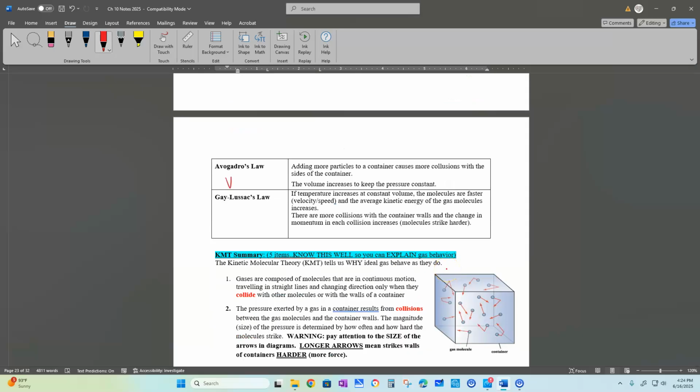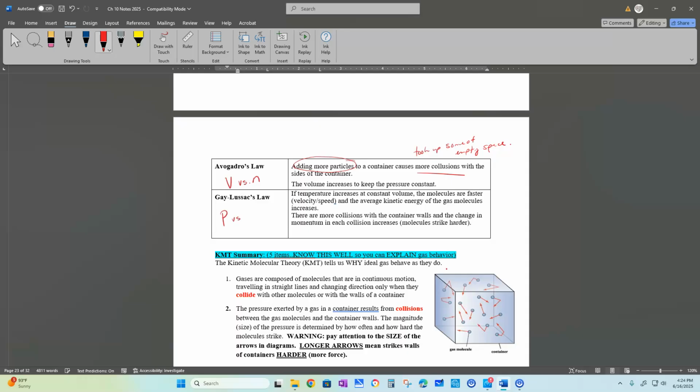Avogadro related volume with moles. Okay? If you add more particles to the container, you have more collisions. And why? Because you took up some of the empty space with particles. Okay? You invaded that empty space by adding more. And by increasing the volume, this is what allows us to keep that pressure constant. So you have more collisions. You don't have more energy, but you do have more collisions. So be very careful when it comes to collisions versus energy.